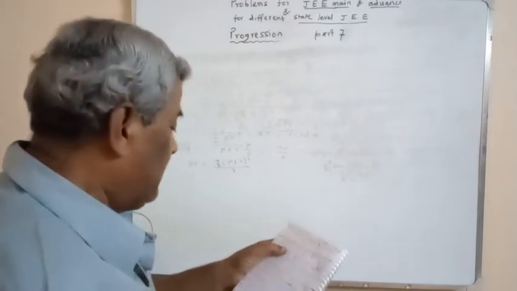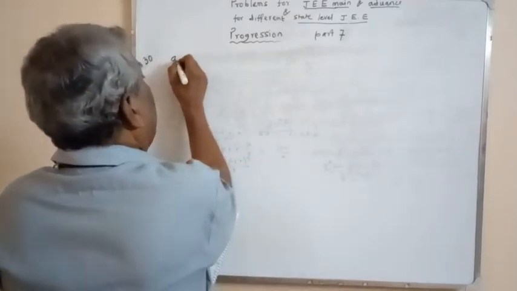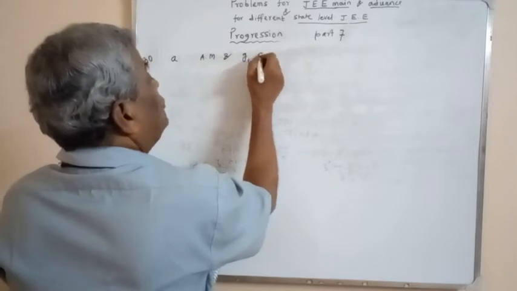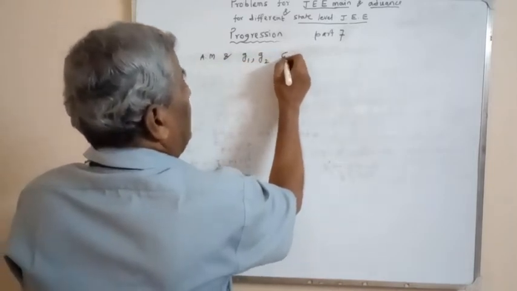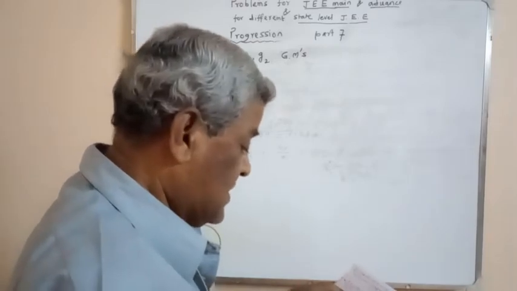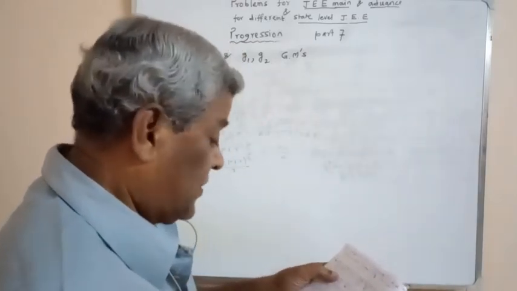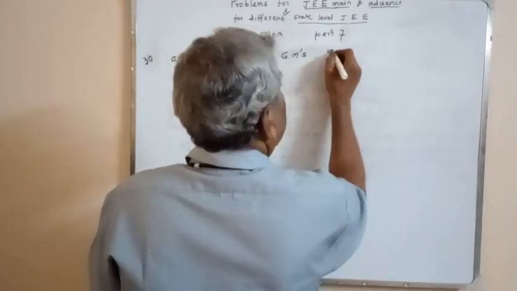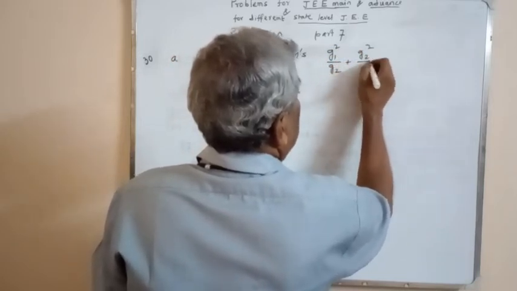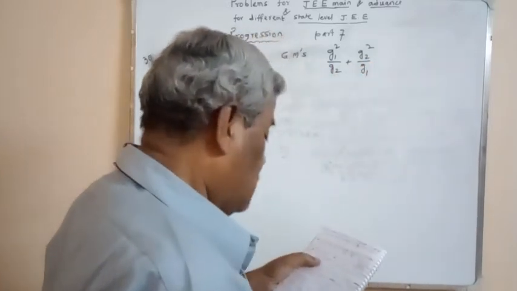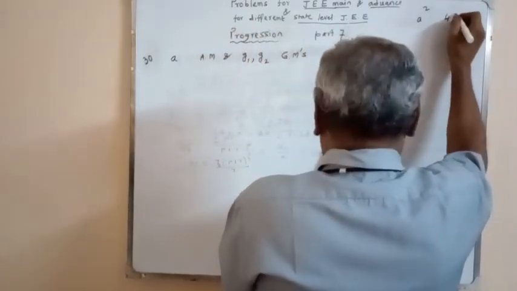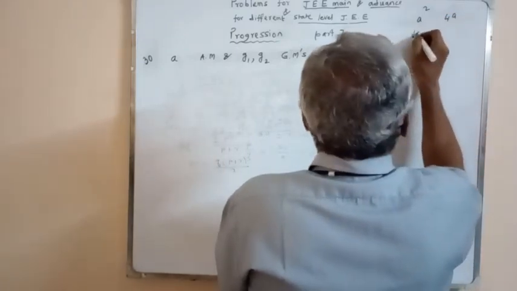The problem is: if A is one arithmetic mean and G1, G2 are two geometric means between two given numbers, then the value of G1 square by G2 plus G2 square by G1 is equal to: option A, A square; B, 4A; C, root A; D, 2A.